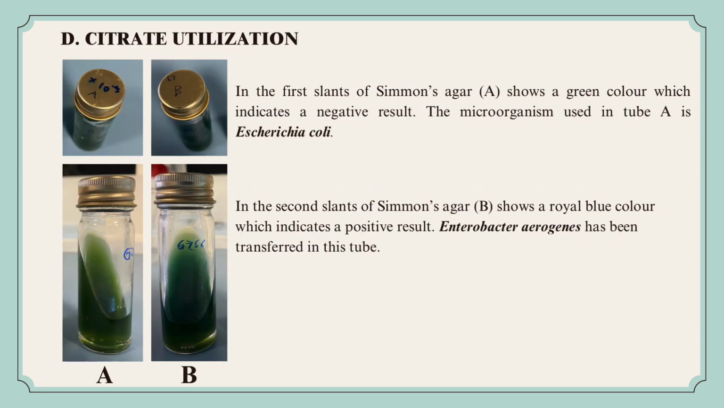For Part D, citrate utilization, in the first slant of Simmons agar, A shows a green color which indicates a negative result. The microorganism used in tube A is E. coli. In the second slant of Simmons agar, B shows a royal blue color which indicates a positive result. Enterobacter aerogenes has been transferred in this tube.